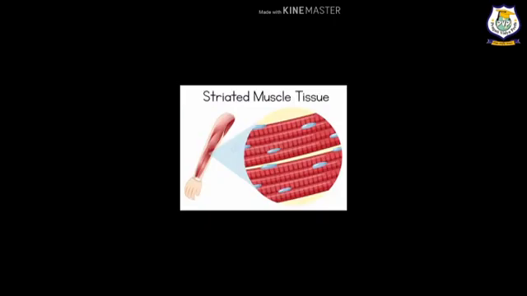See the diagram of striated muscle fibers. All voluntary muscles attached to the bones are made up of these striated muscle fibers. They have dark bands running across the muscles.